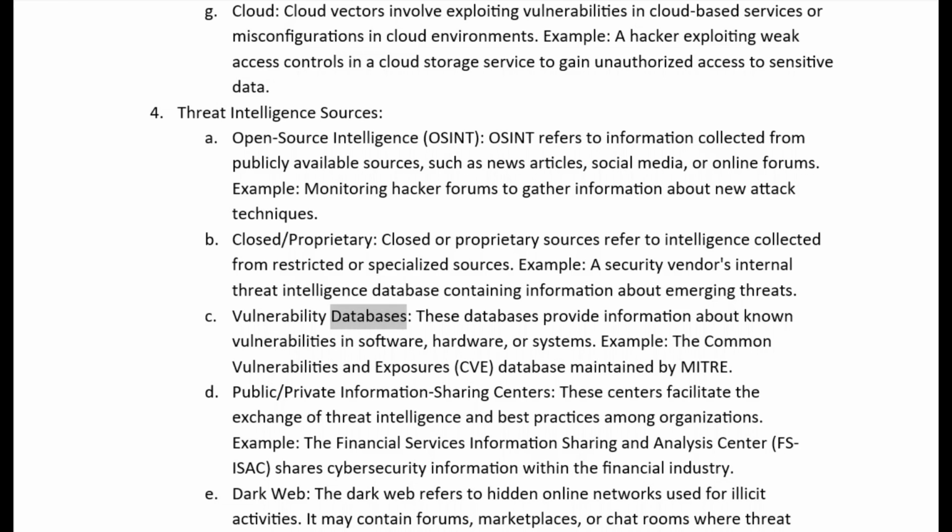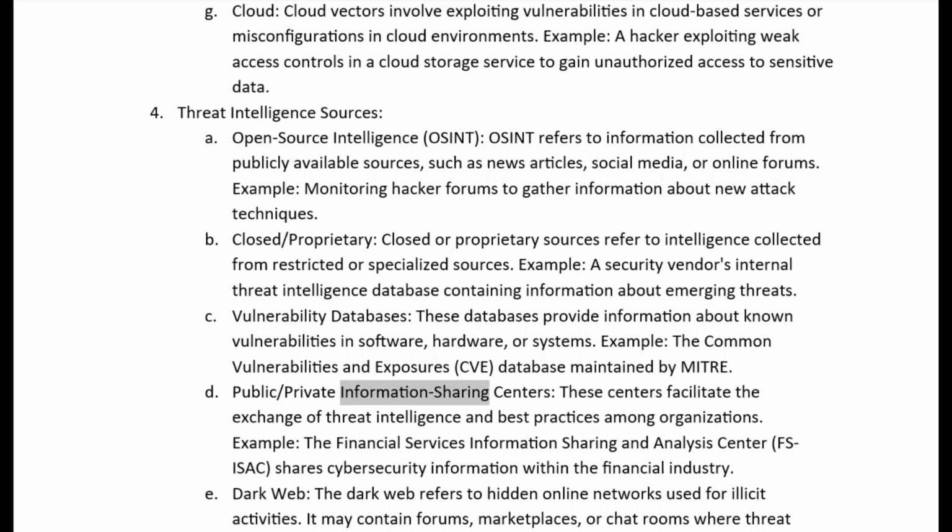Vulnerability databases. These databases provide information about known vulnerabilities in software, hardware, or systems. Example: the Common Vulnerabilities and Exposures (CVE) database maintained by MITRE.